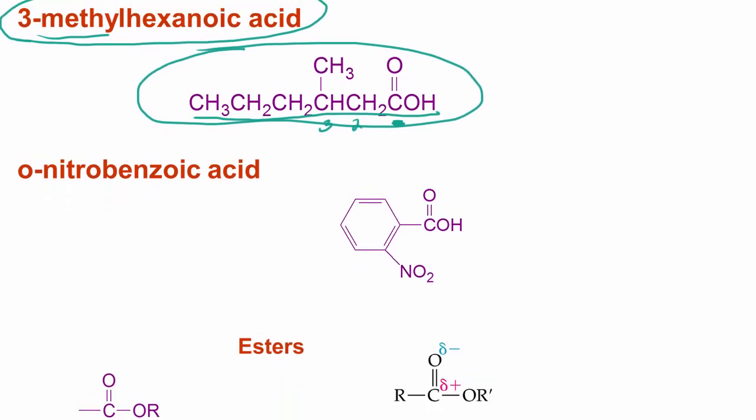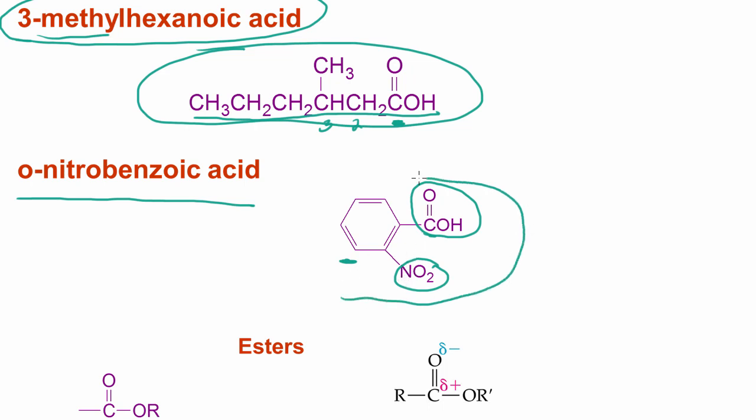Next, they want a structure for ortho nitrobenzoic acid. So we know that we have a benzene ring, like here, and it's a nitrobenzoic acid. So there's our nitro group, and that means the carboxyl group is ortho with respect to the nitro group. So this would be ortho nitrobenzoic acid.